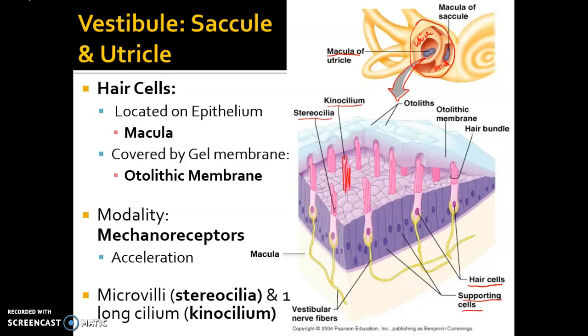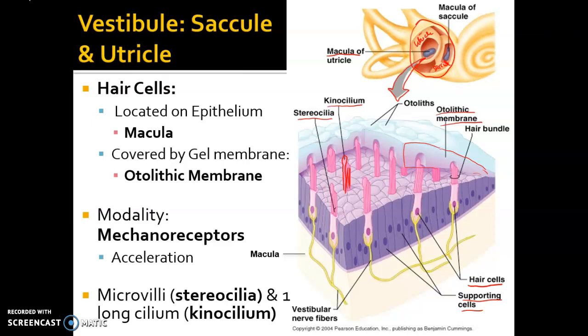And if you see these bristle-like kinocilium and stereocilia, they're embedded within a gel-like material. Do you see this layer? This is called otolithic membrane. It's a jello-like material that is present superficial, or on top of the hair cells.